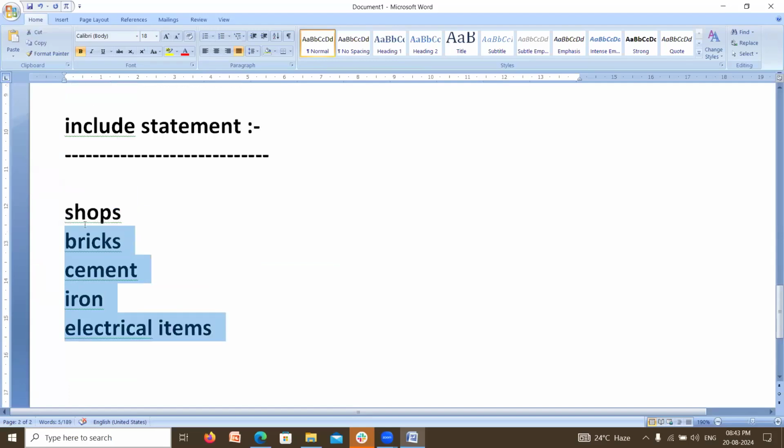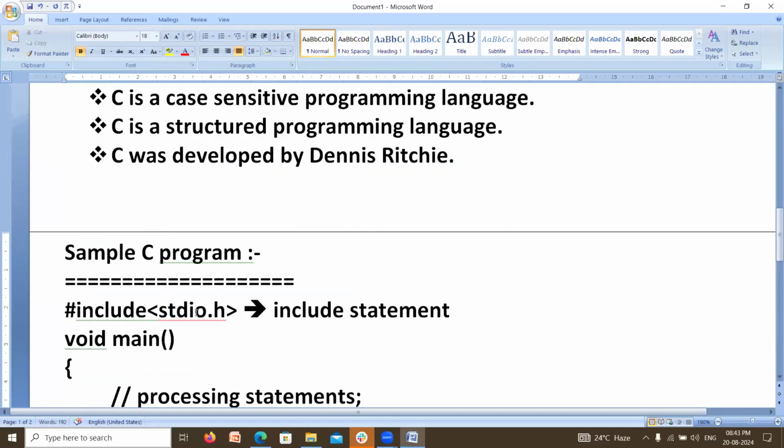In the same manner, to build your application, we need so many tools. Those tools are already available in files. Those files are called header files. Here I mentioned stdio.h. H is for header file. It is a header file. In this header file, so many tools are already developed and kept. Using them, you can build your application easily.